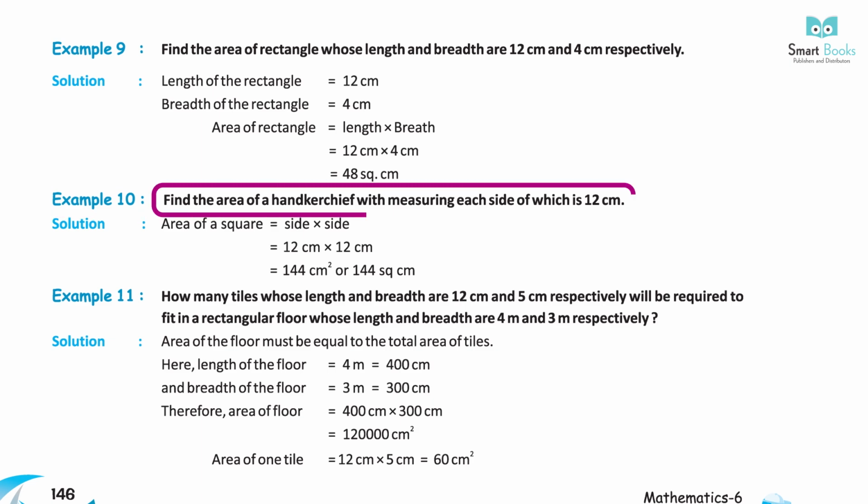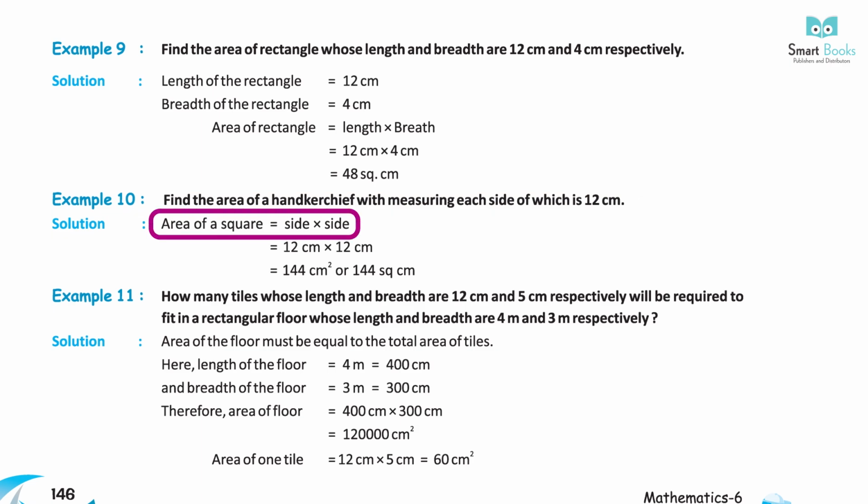Example 10. Find the area of a handkerchief, each side of which measures 12 cm. Solution: area of a square is equal to side into side, which is 12 cm into 12 cm, equal to 144 cm square or 144 square cm.